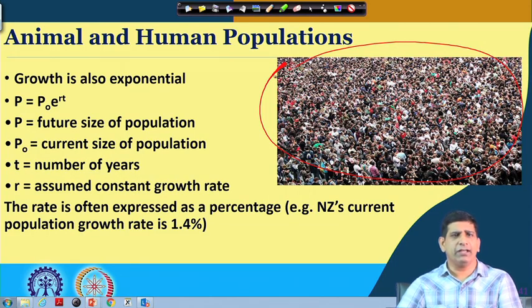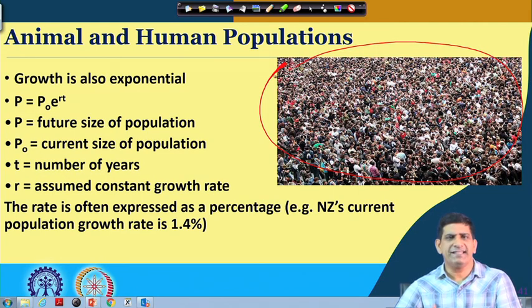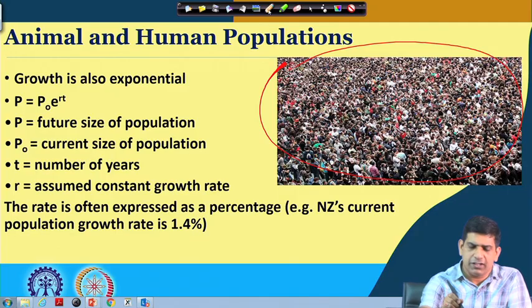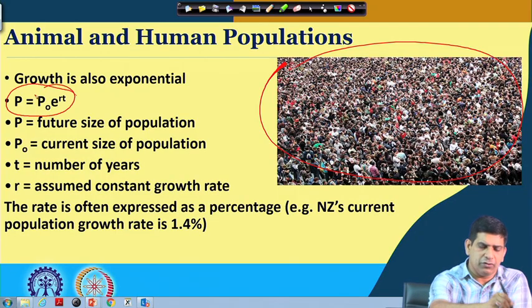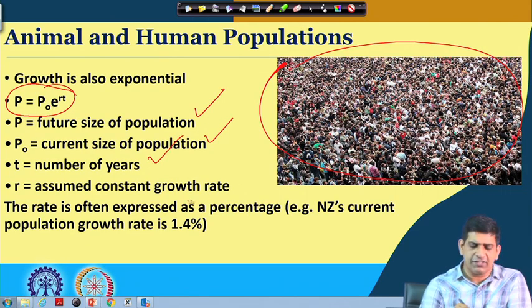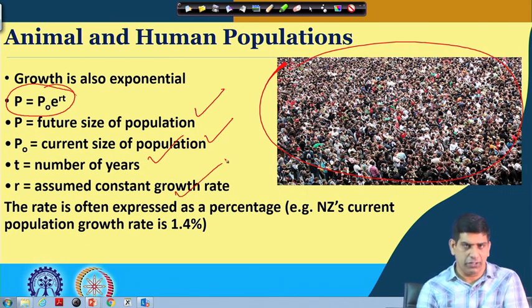Exponential, as you know, is P equals P0 e to the power of rt, which is the very basic exponential equation. You can use this equation, P equals P0 e^(rt), where P is the future size of population, P0 is the current population, t is the number of years, and r is the assumed constant growth rate.